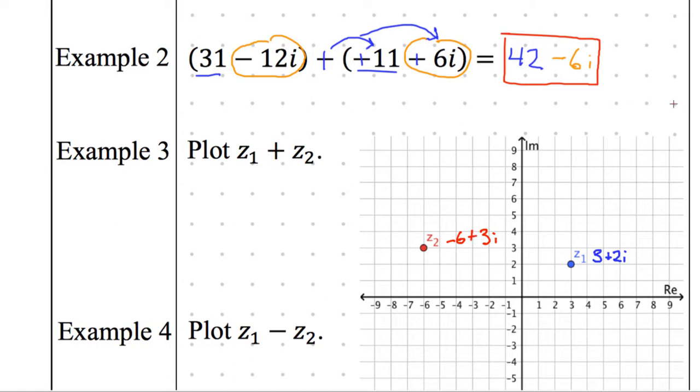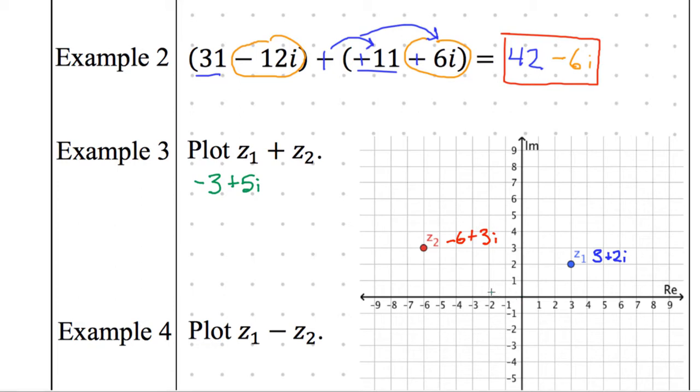So by adding them, I'm going to do this out here in green. I'm going to have to add the real part, negative 6 and 3. That's going to turn into a negative 3. So I'm going to plot negative 3, and then 3i and 2i adds to a 5i, so plus 5i. When I add them together, this is the number I get, and then I'll go ahead and graph it.